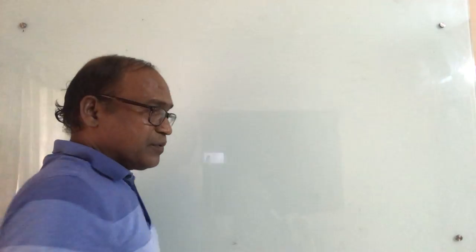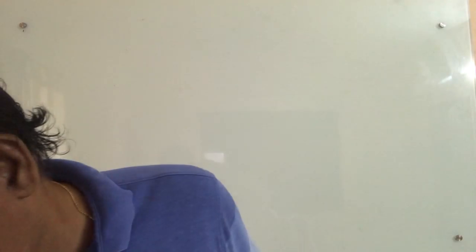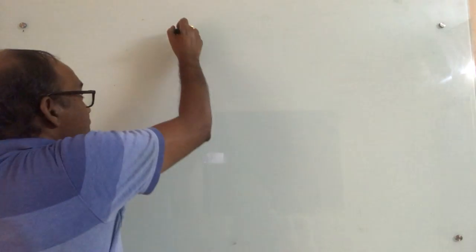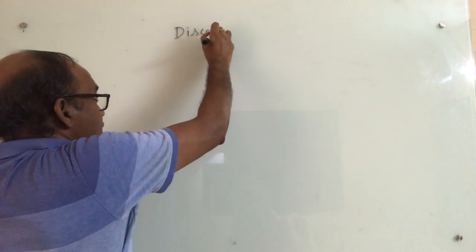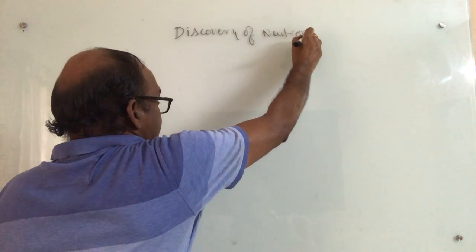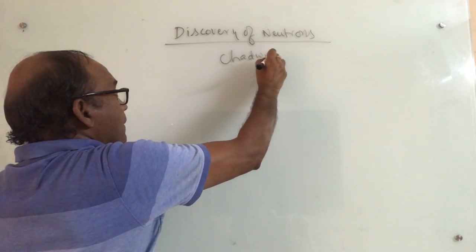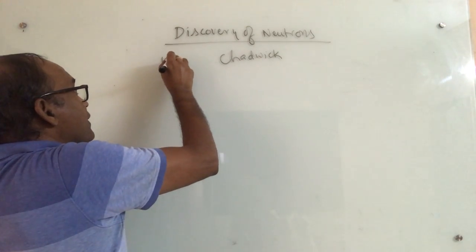Now one more difficulty here is that the total mass of the atom cannot be explained only on the basis of protons. Protons he considered as the only mass particles, but some other particles are expected to exist. So this was the discovery of the neutron, made by Chadwick in 1932.